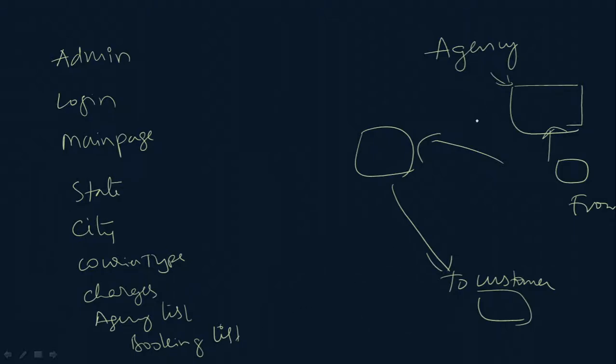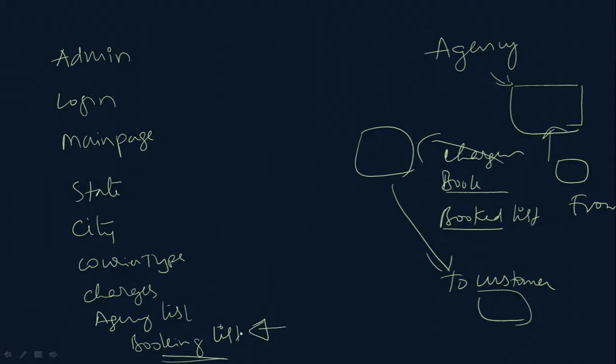As far as the agency is concerned, again they can log in, book the courier, see the charges list, what the charges are for each courier, and then the booked list. These are the options provided in the agency. So in this concept of courier management, the agency can collect the couriers, and the admin can view what the agencies have collected. Later that will be delivered to the customer. This is the concept covered in this particular project.